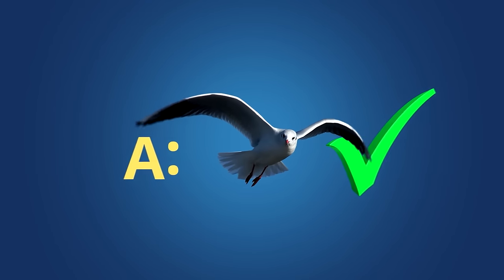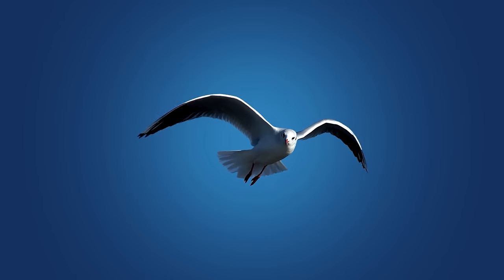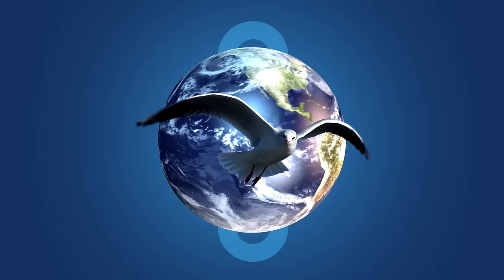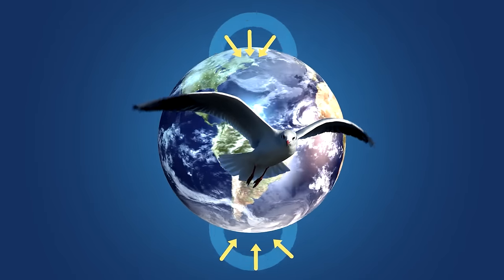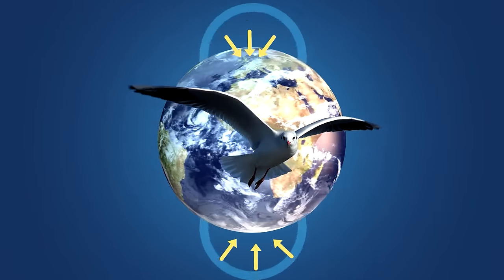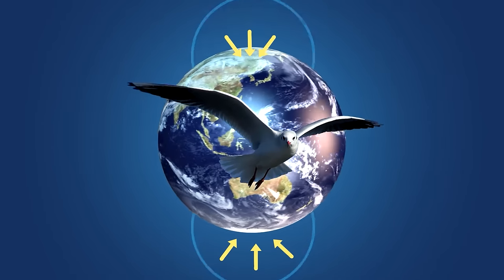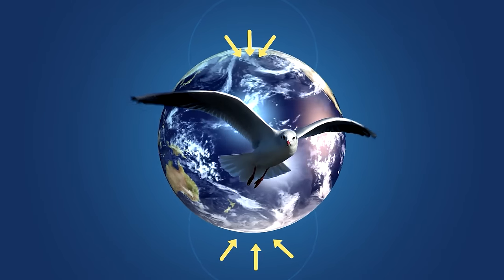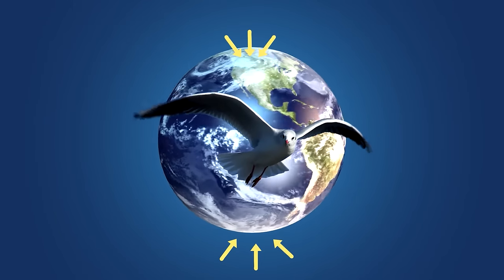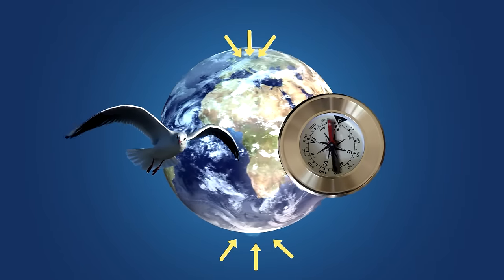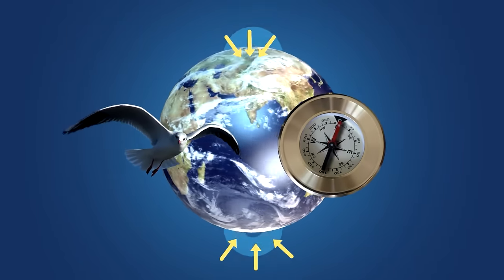Some birds migrate in the spring and fall using the Earth's magnetic field. Many animals can sense the Earth's magnetic field and use it to navigate. Migrating birds fly hundreds or thousands of kilometers north or south when they migrate in the spring and fall. A compass works the same way, by using magnetism to point to the Earth's magnetic North Pole.